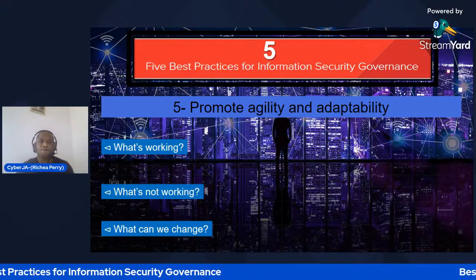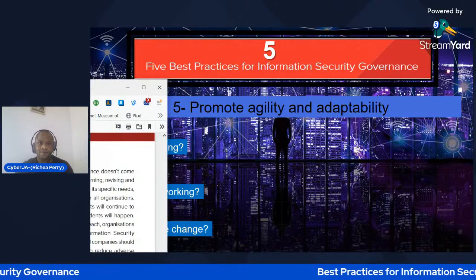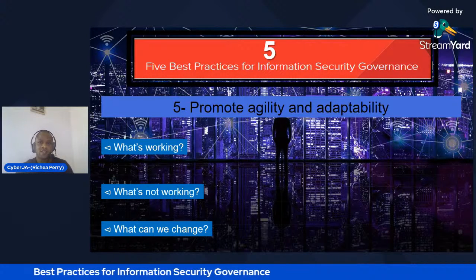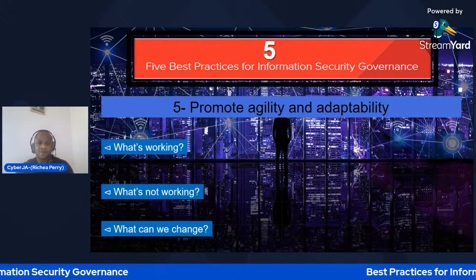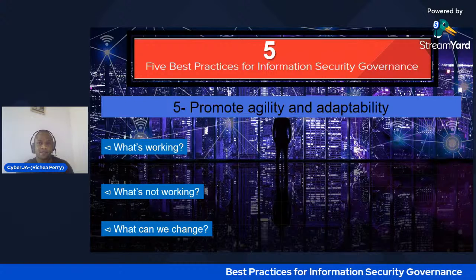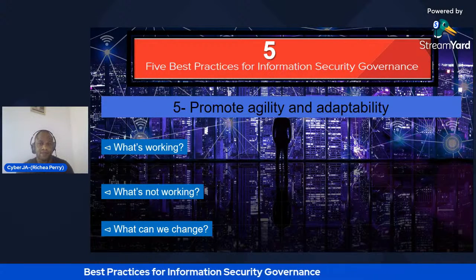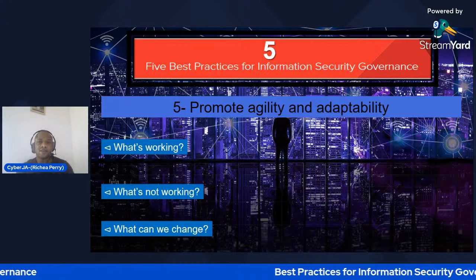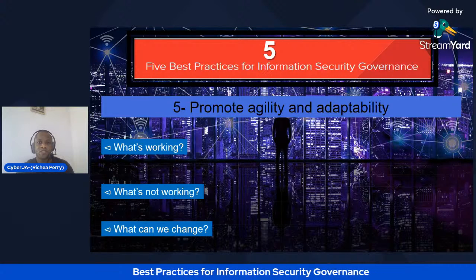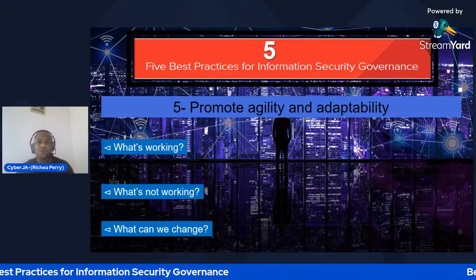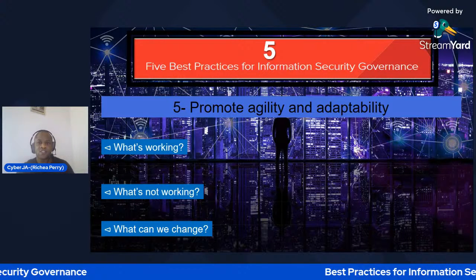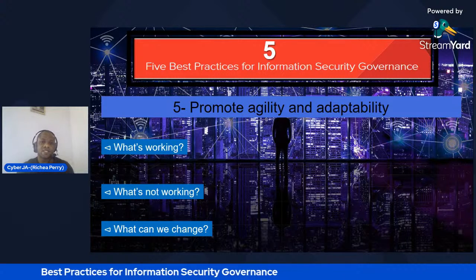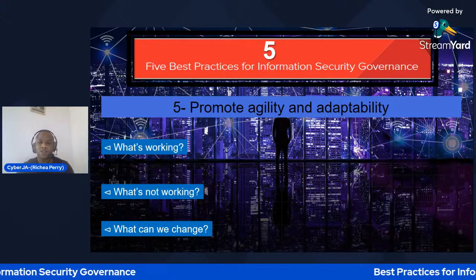Right? So there we have our five best practices. I must say that successful information security governance doesn't come overnight. It's a continuous process of learning, revising, and adapting. While every company may have its specific needs, securing their data is a common goal for all organizations. Emerging technologies and cyber threats will continue to evolve. Data breaches and security incidents will happen. The most important thing is having a structure in place and being prepared to deal with these situations from a governance perspective within the organization.